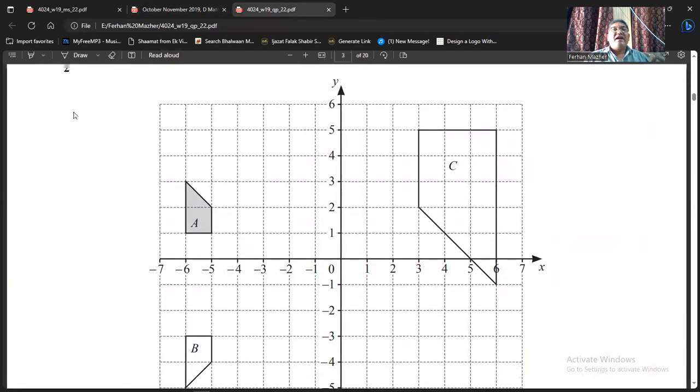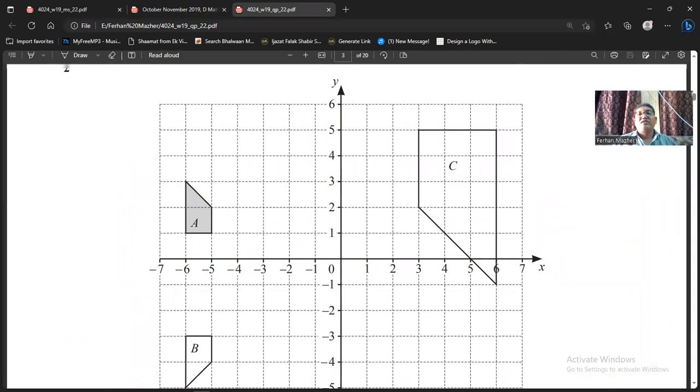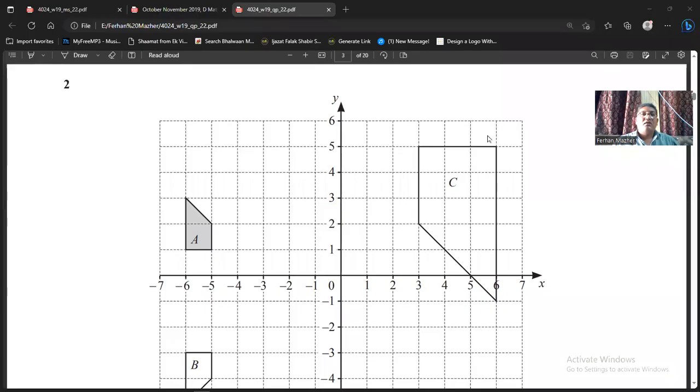Okay, so here we have our next question. That is question number 2. So here we have question number 2. So let me reduce the size so you can see the whole diagram.